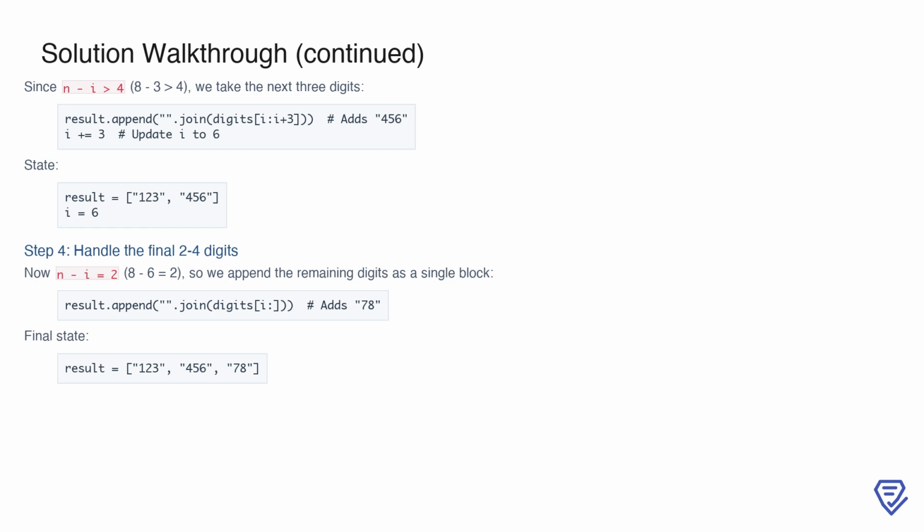We take the next 3 digits, 456, and add this block to the result list. The index I is updated to 6. Now, only 2 digits remain. Since there are 2 digits left, we append them as a single block, 78. At this stage, the result list contains 3 blocks: 123, 456, 78.